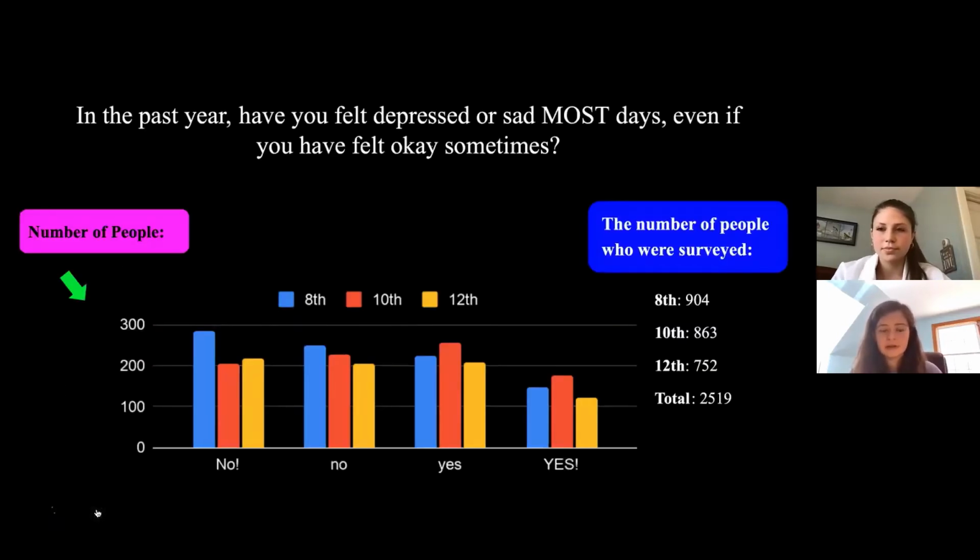So, first, this is all data from 2019. One of the questions is about mental health. It says, in the past year, have you felt depressed or sad most days, even if you have felt okay sometimes? And as you can see, there's a good portion of every grade that says yes, close to 150 in 8th, 10th, and 12th who really agree with this statement, and over 200 in each grade who would agree. And this is really a significant number if you think about that. That's over 300 people in each grade in South County who are feeling depressed most days. So that's pretty significant and certainly something the community took into consideration when looking to help youth.